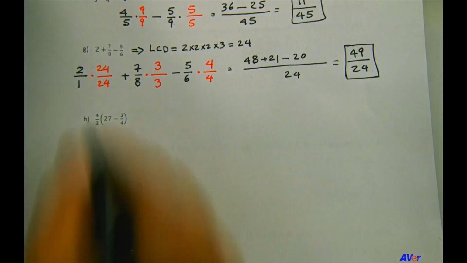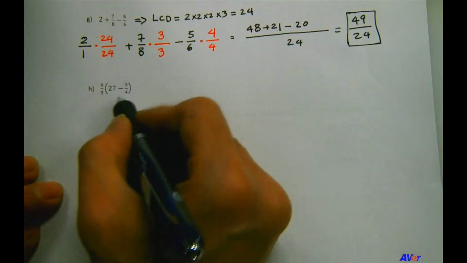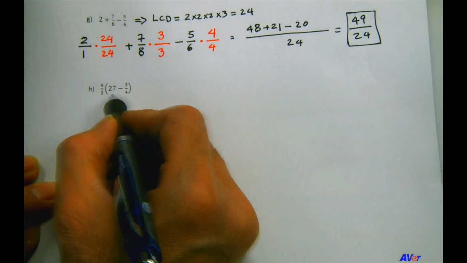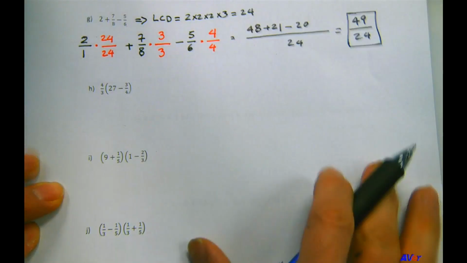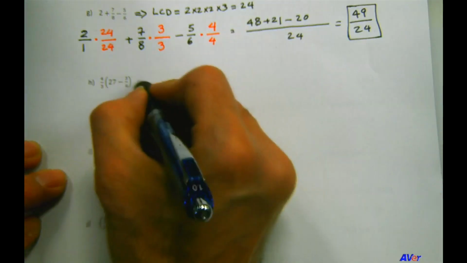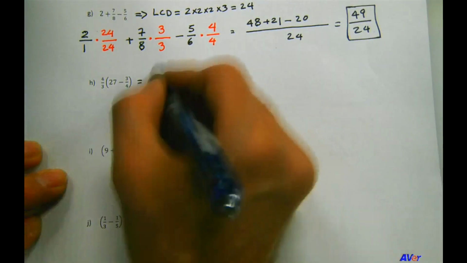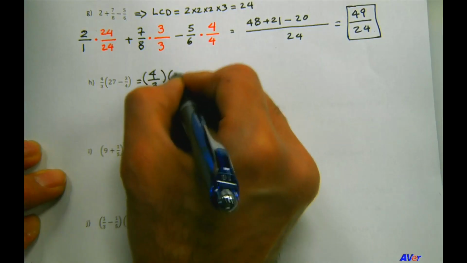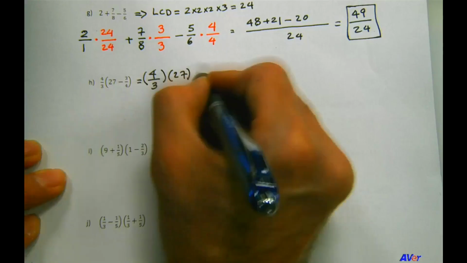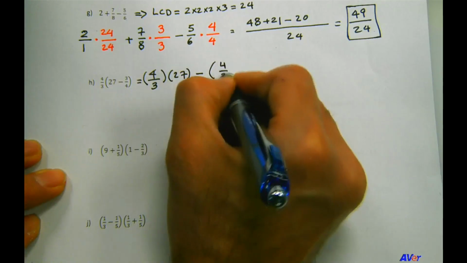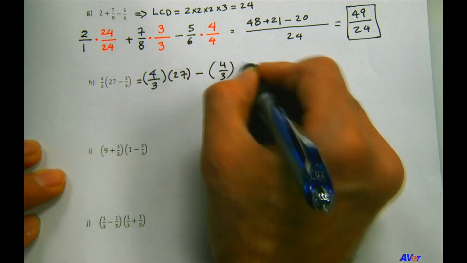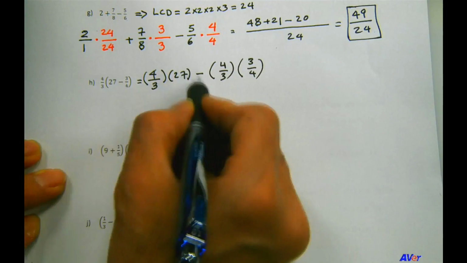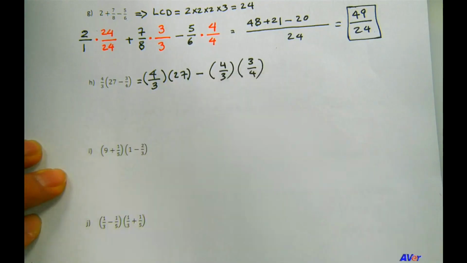Okay, so this part H, it's a distributive. First, we need to distribute. Then we need to combine the two fractions. So let's distribute, then simplify. Let's not do them at once. So 4/3 times 27 minus 4/3, which is coming from outside, times 3/4. So this minus here, I've accounted for it here. So we don't have to have it there anymore.